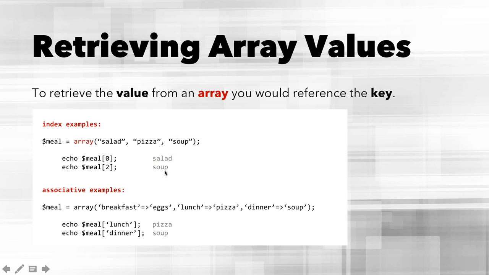In the second example, which shows an associative array, we are calling for display the meal array's lunch key, which will display pizza. The second line calls the dinner key and will display soup.